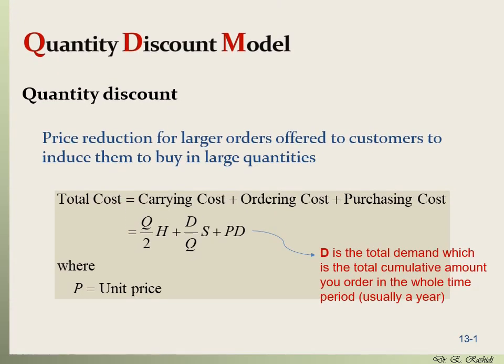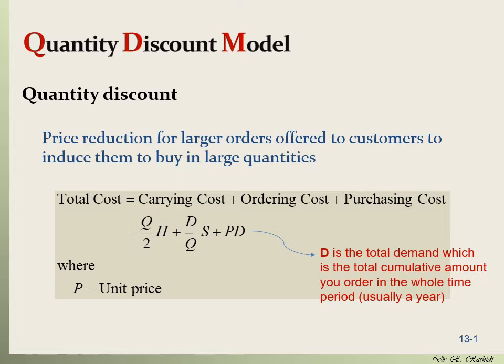This next model is called the quantity discount model. One of the assumptions that we made for the two previous models was that there is no quantity discount. That means that no matter how large a purchase a customer makes, it doesn't reduce the price. But this is not really the case in reality.